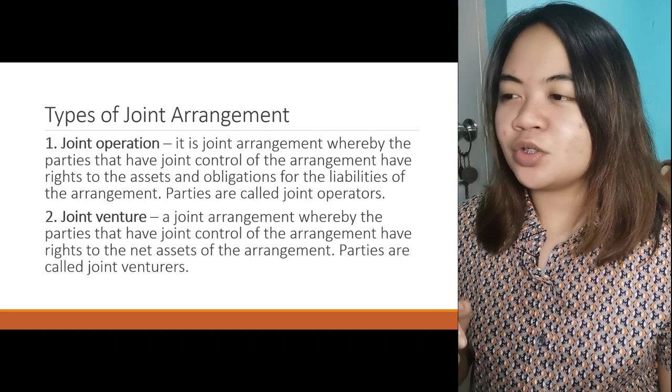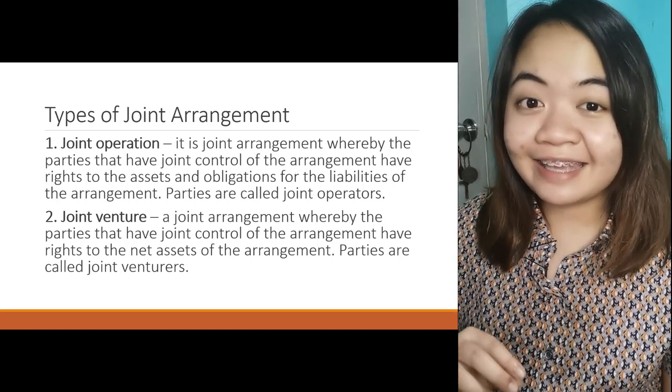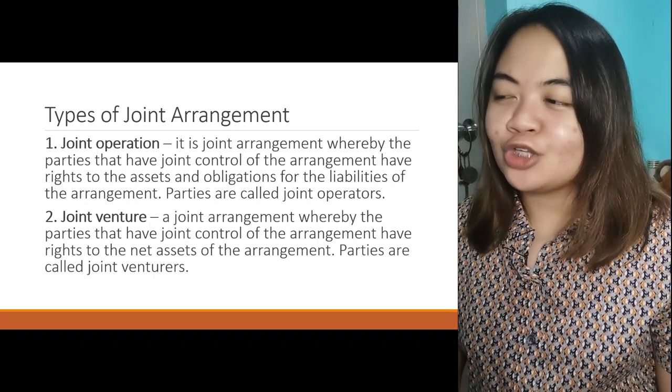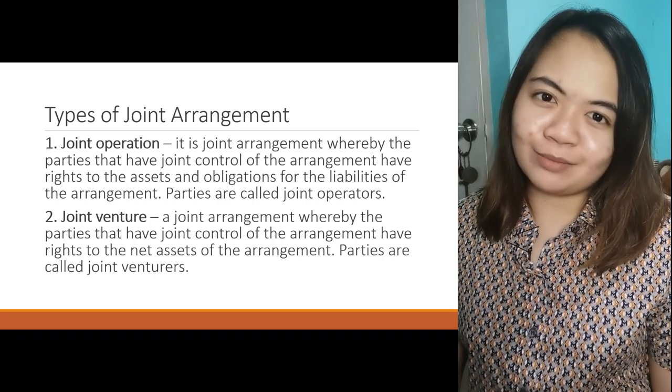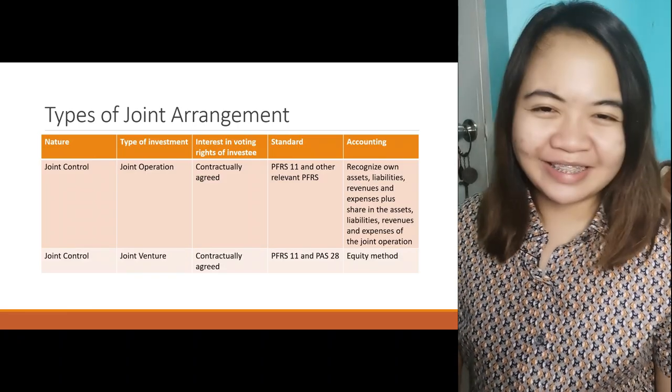Now, we have joint venture. This one naman is, they have rights to the net assets, okay, of the arrangement. Parties are called joint venturers. Mamaya ng pinakaiba. Okay, so, pinakaiba niya.